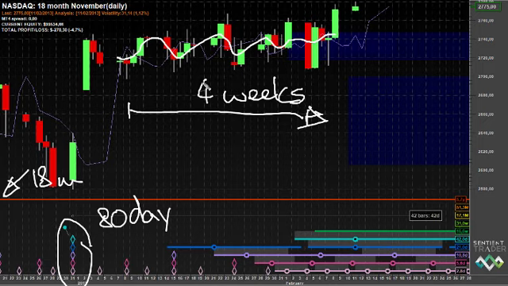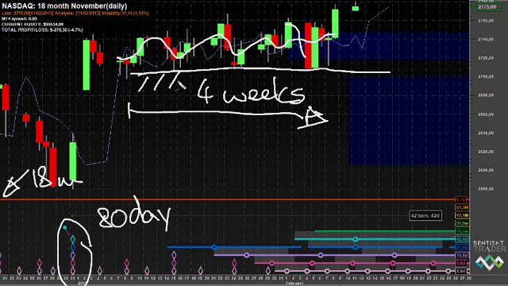I did have an entry level below this obvious support level that is formed just above the 2700 level. As price came down on Monday, we weren't stopped into that trade because it did not break below that support level. That support level has held, and it has provided a very strong support for the Nasdaq, as you can see, over the past month or so.